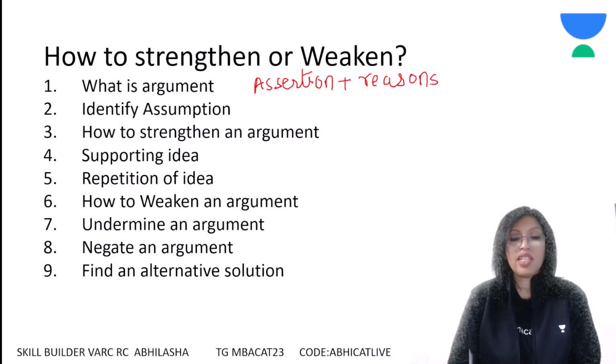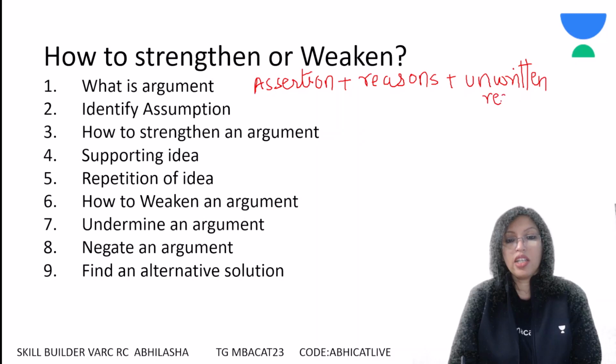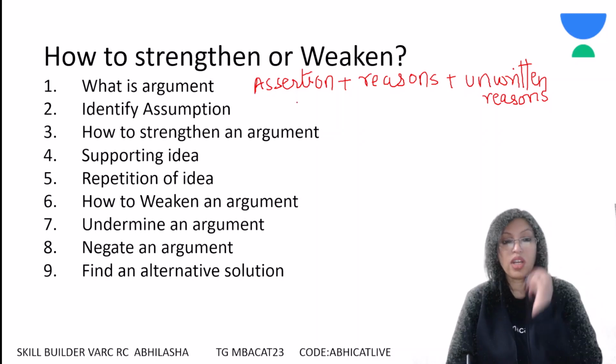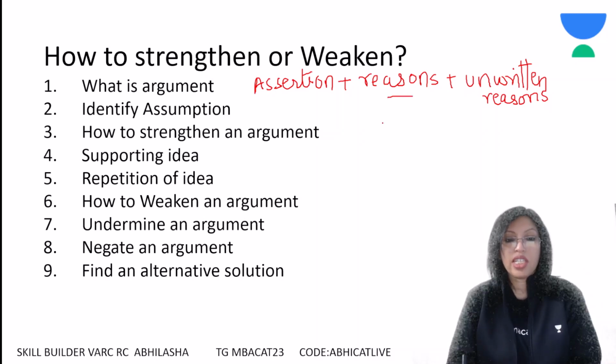So he has certain reasons. Now, some of the reasons may be written down, some of them may be unwritten. Okay. So the unwritten reasons are called the assumptions. The written reasons, of course, are called the premises. So you have an assertion, what the writer wants to convey. Then you have certain reasons or premises.